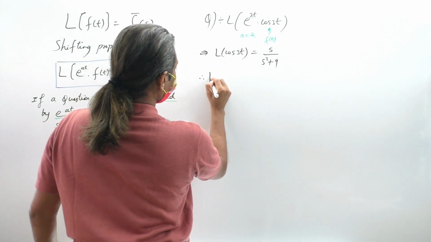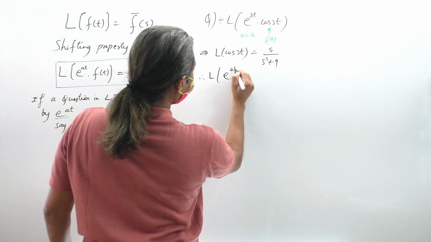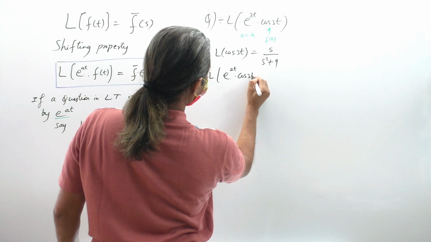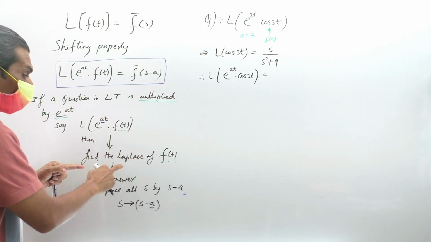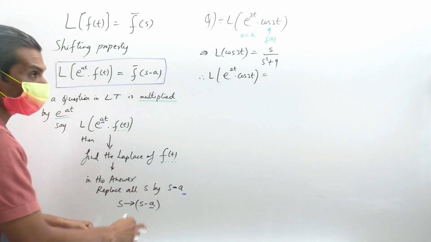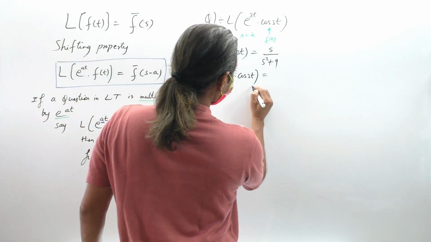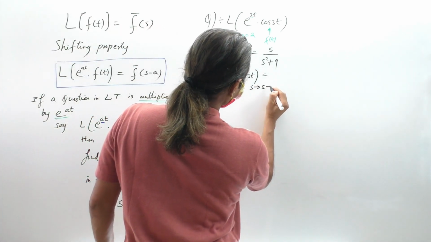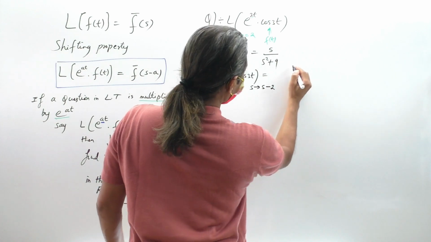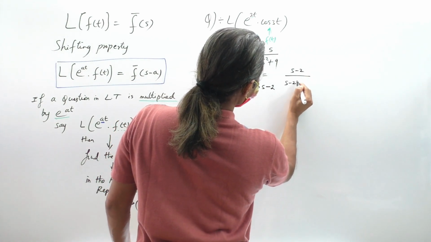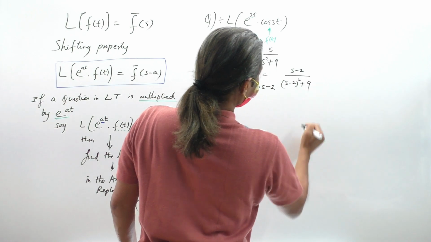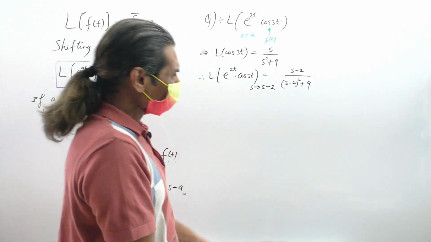Therefore, Laplace of e raised to 2t into cos 3t will be what? In the answer, replace all the s by s minus a. So replace s by s minus a. What is a? 2. So the answer will be s minus 2 whole divided by s minus 2 the whole square plus 9. That's the answer. If you want to expand it, you can expand.